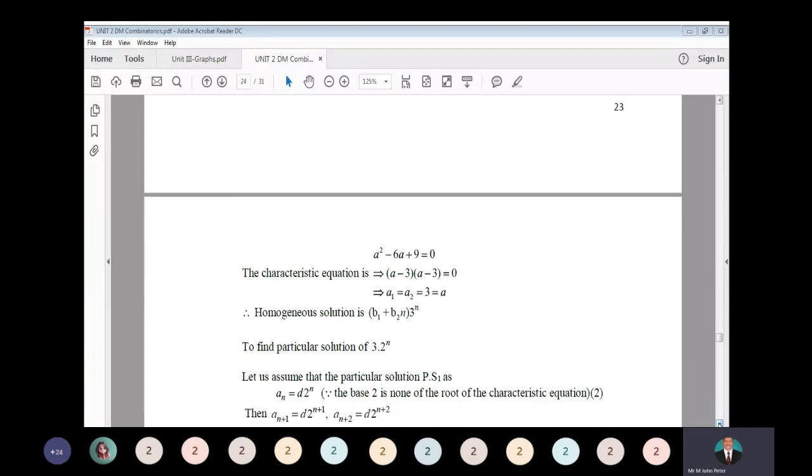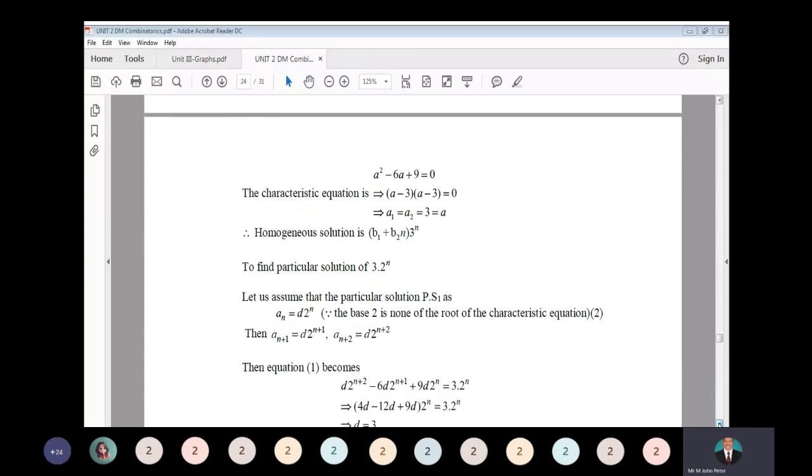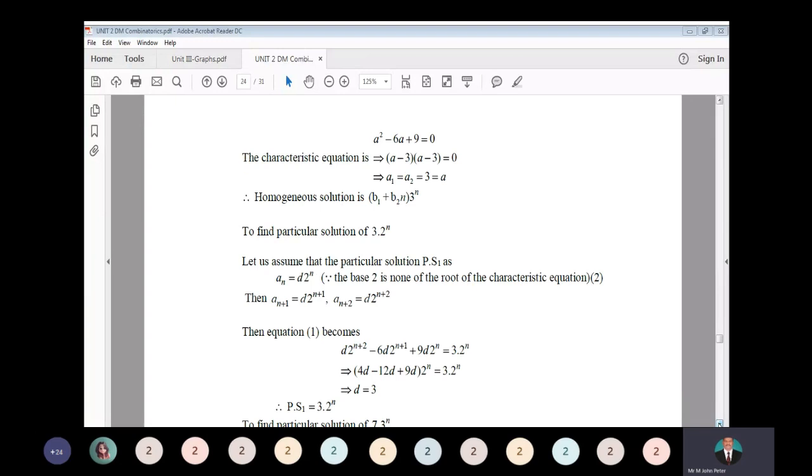So the homogeneous solution becomes b1 plus b2 n times 3 power n. To find the particular solution for the given 3 into 2 power n, the particular solution is a n equal to d into 2 power n. The base 2 is not a root of the characteristic equation. The characteristic root is 3. So here the assumed particular solution is a n equal to d into 2 power n.